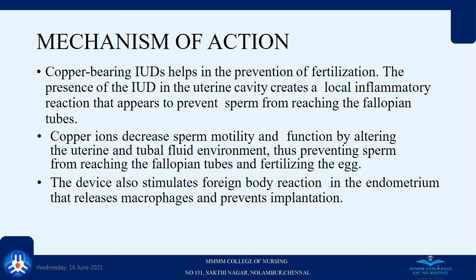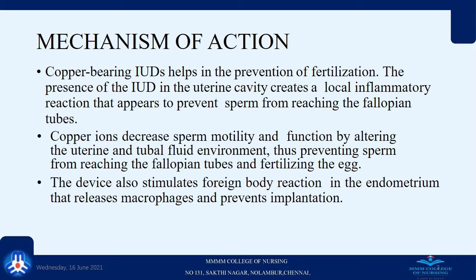Let's see the mechanism of action. Copper bearing IUDs help in the prevention of fertilization. The presence of intrauterine device in the uterine cavity creates a local inflammatory reaction that appears to prevent sperm from reaching the fallopian tube. When we introduce any foreign body inside our body, normally a local inflammatory reaction will happen. Here the same process is taking place, and this inflammatory process will prevent the sperm from reaching the fallopian tubes.